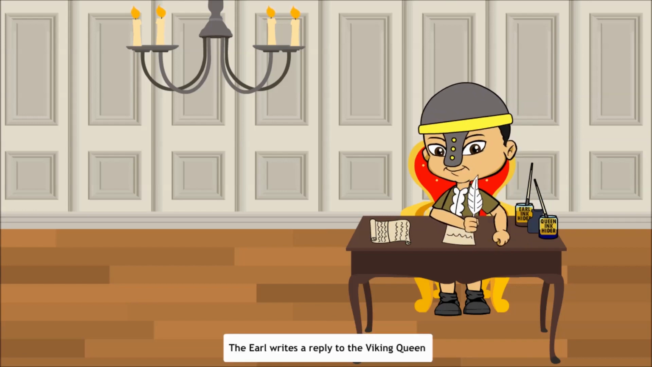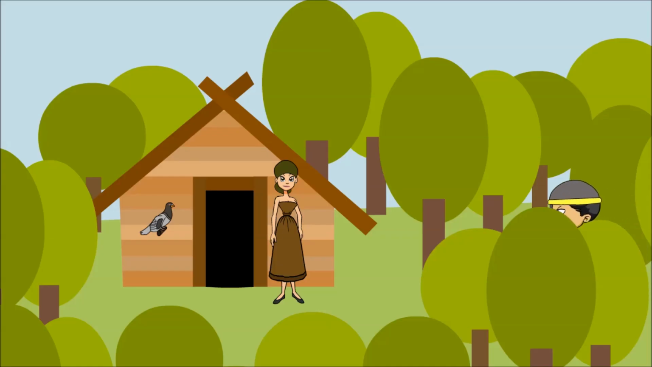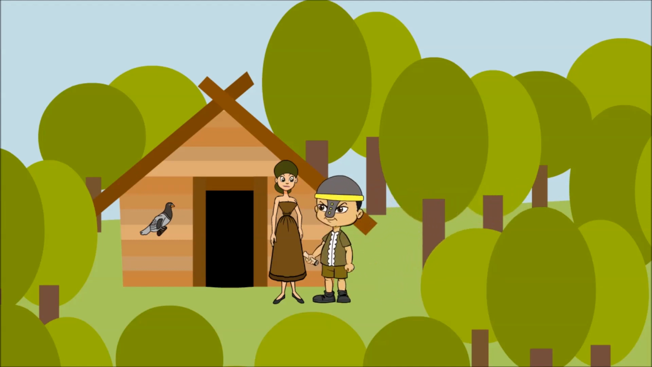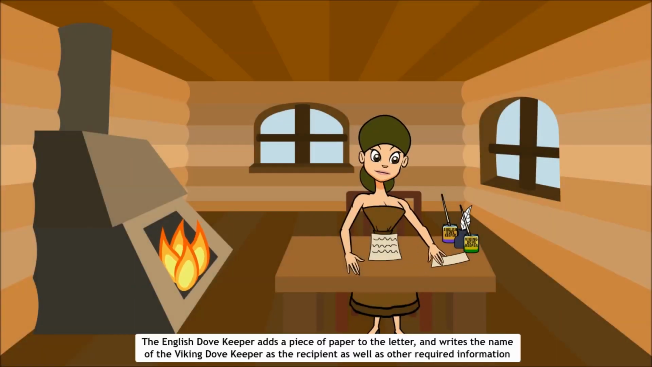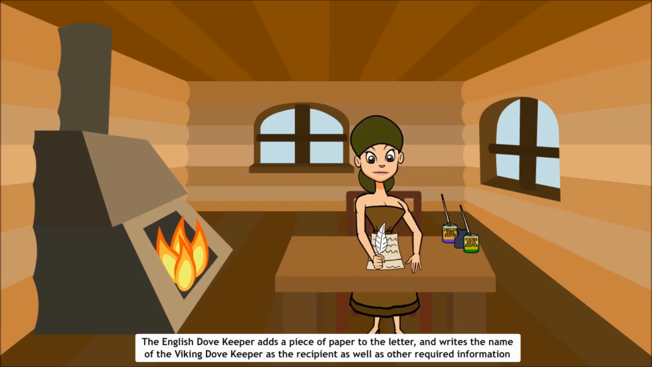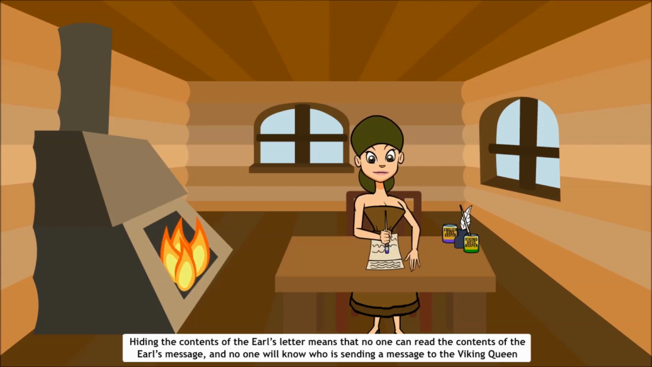The Earl writes a reply to the Viking Queen. The English Dove Keeper adds a piece of paper to the letter and writes the name of the Viking Dove Keeper as the recipient as well as other required information. She then hides the contents of the Earl's message using her ink hider. Hiding the contents of the Earl's letter means that no one can read the contents of the Earl's message and no one will know who is sending a message to the Viking Queen.